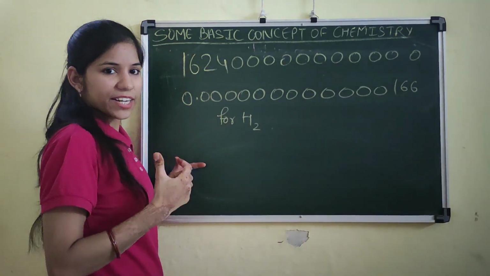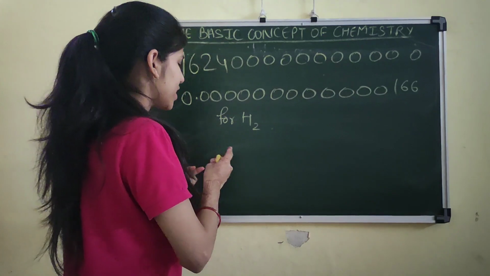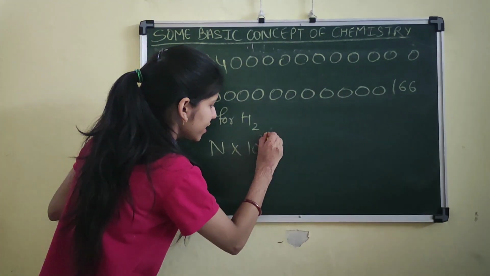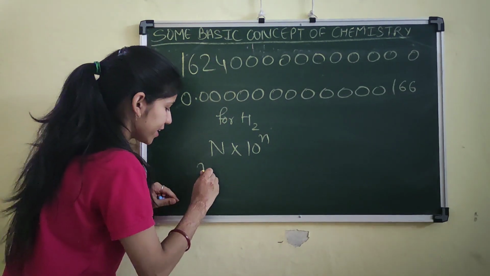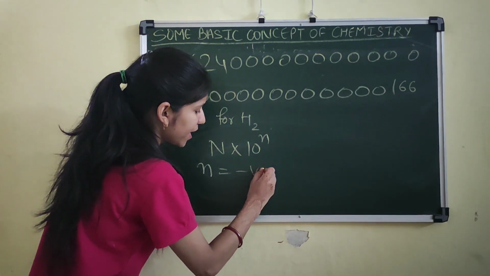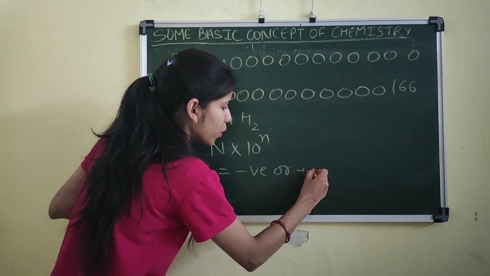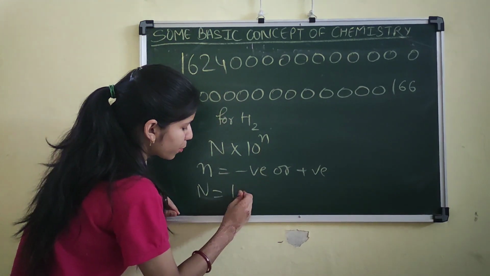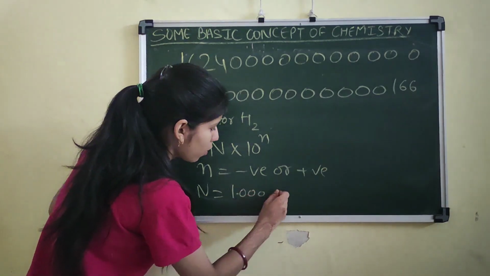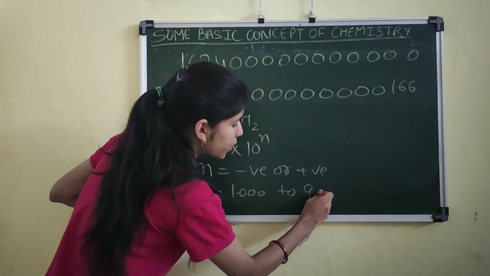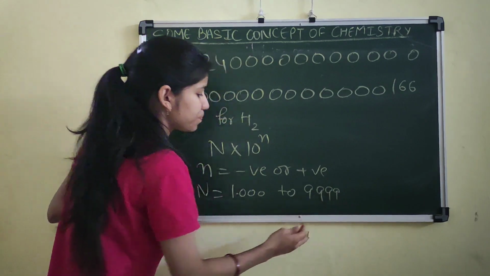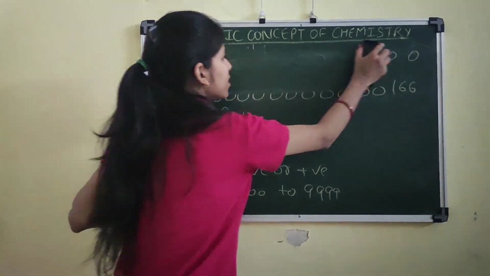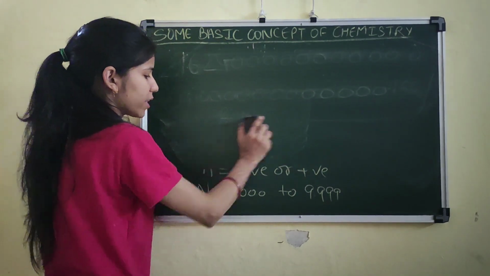Scientific notation can be used, in the form N into 10 to the power n. In this, the value of n can be negative or positive, and N will be between 1.000 and 9.999. Some examples are shown.